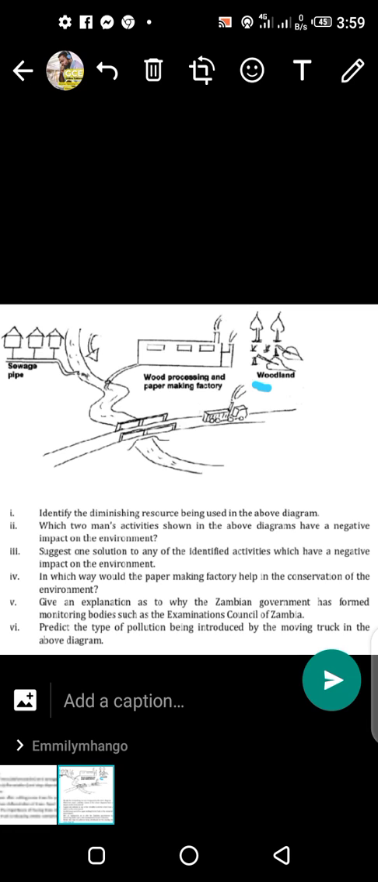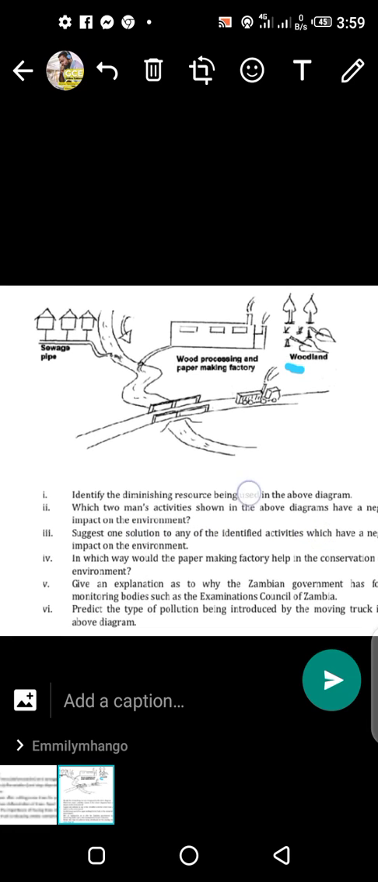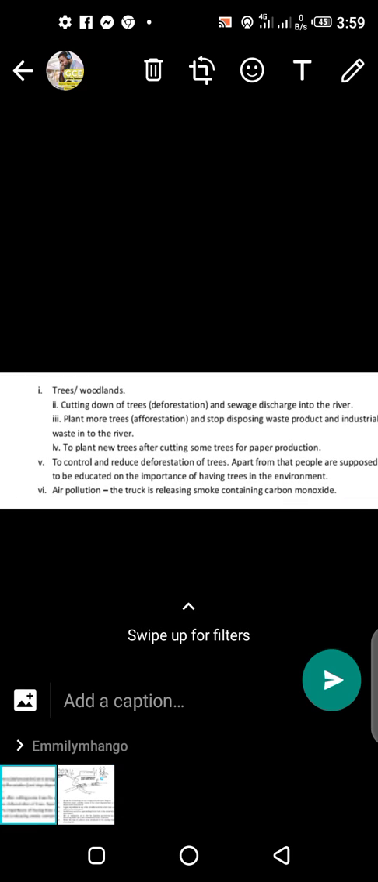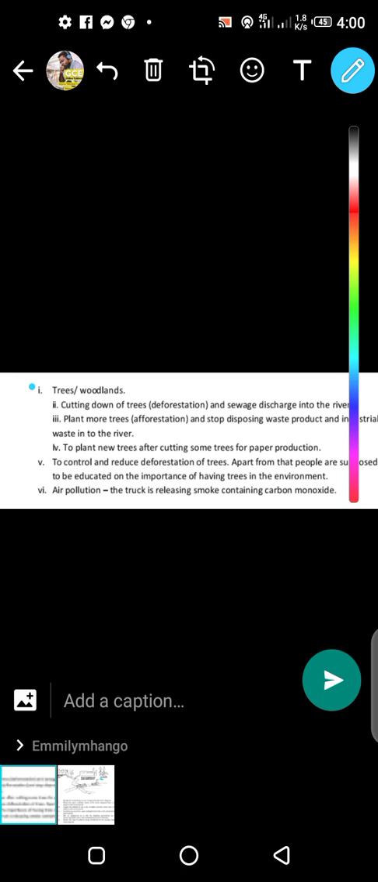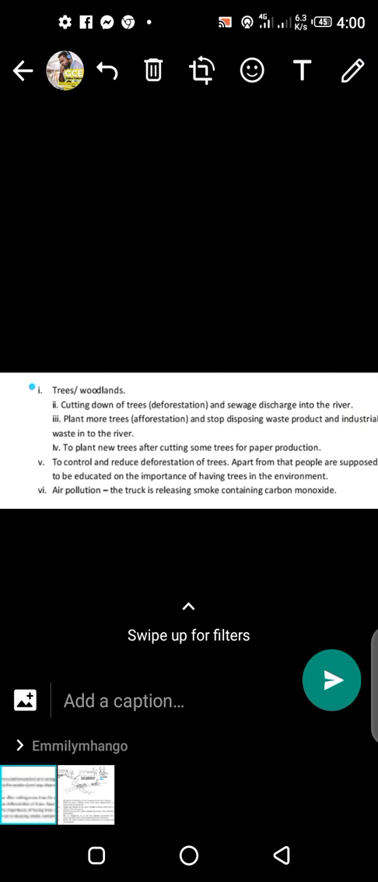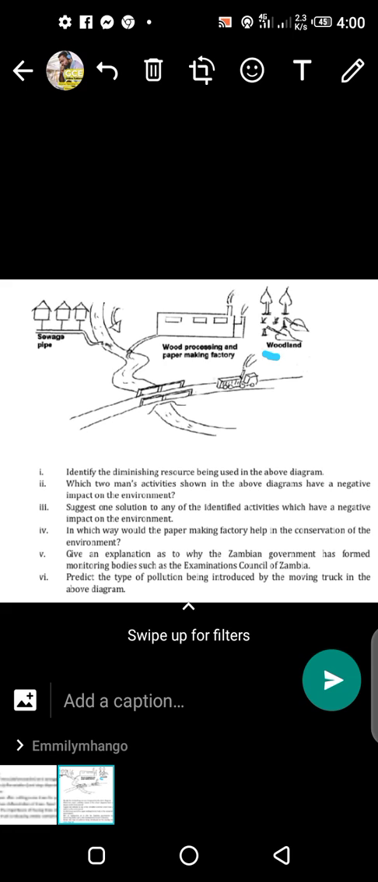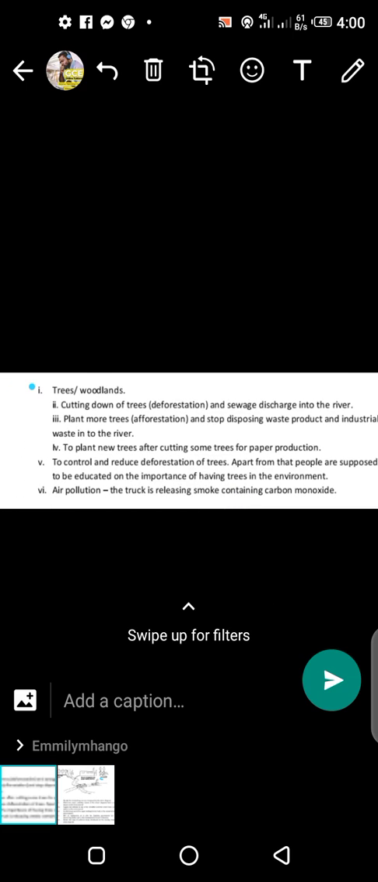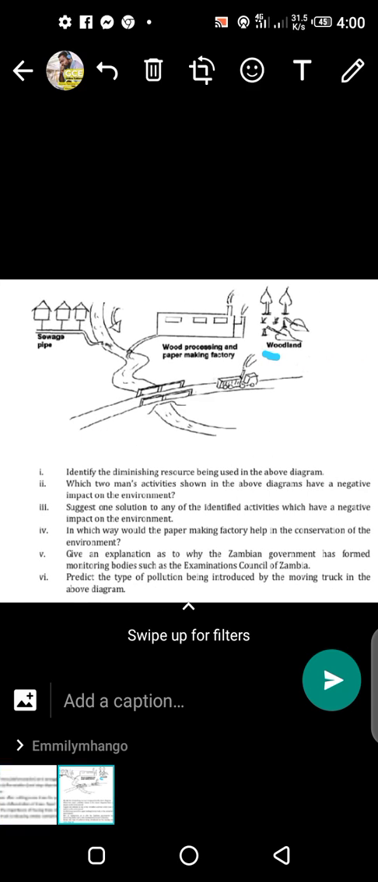That's the reason why when you move this side, you find that the first answer here is trees. So the diminishing resource is actually the trees. Why? Because the trees are finishing, because they're being cut by people. So don't get confused, you can put trees or woodlands. It's the same answer. It's up to you. It simply means the same thing.